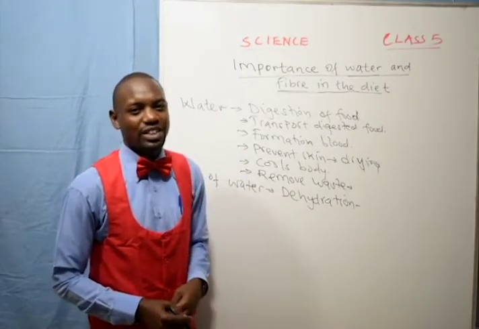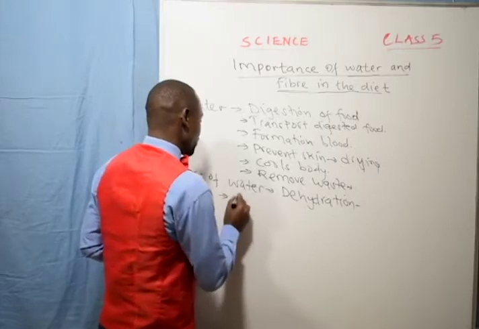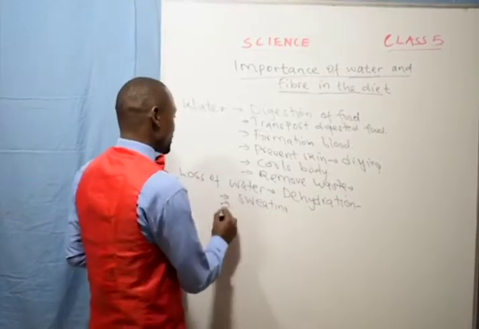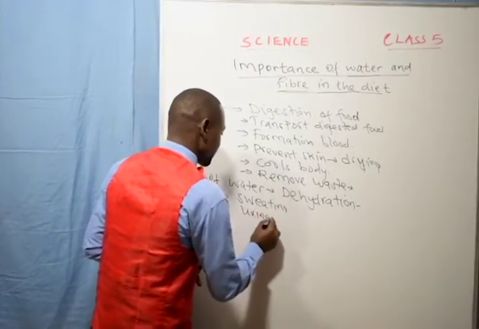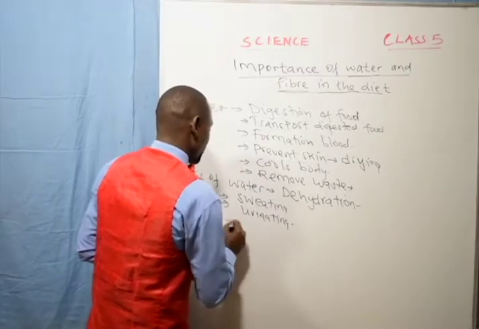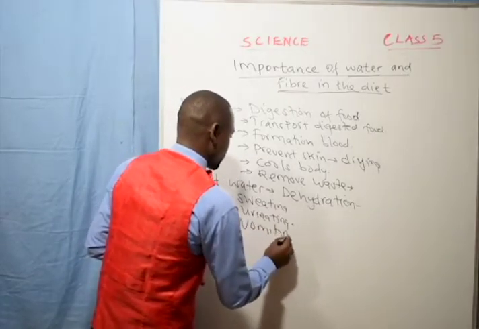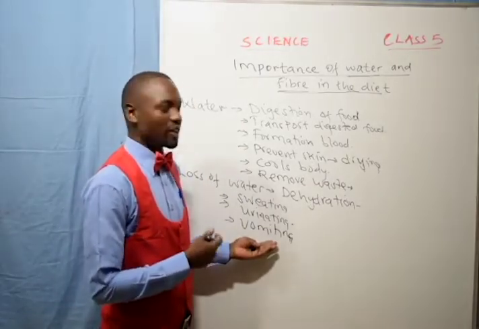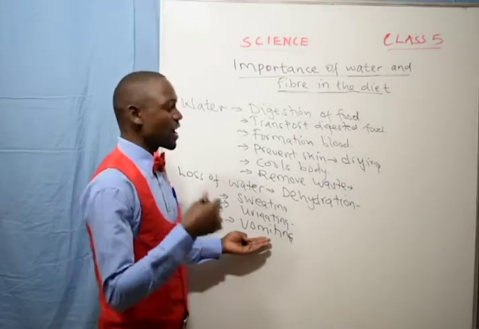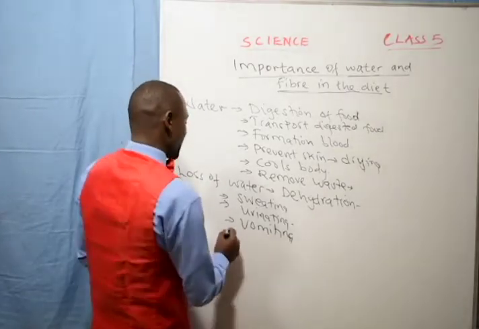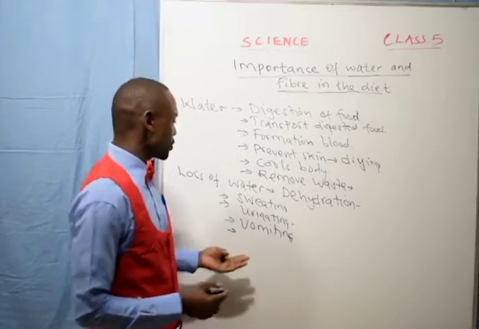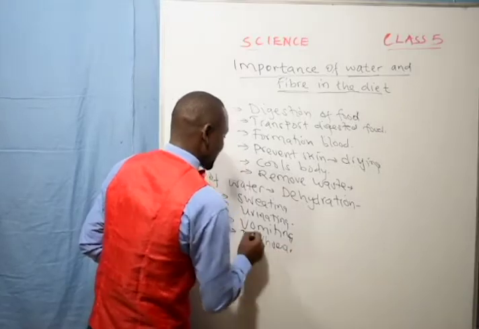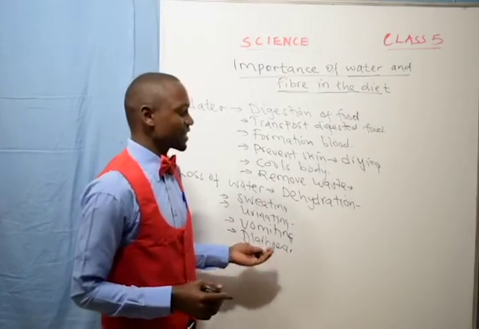How does your body lose water? The body will lose water through sweating. The body will lose water through urinating. Or even through vomiting. Once you vomit, remember you don't vomit dry. You don't remove dry vomit. You remove a liquid-like solid vomit. You will also lose water through diarrhea. When you have diarrhea, your body is losing a lot of water.